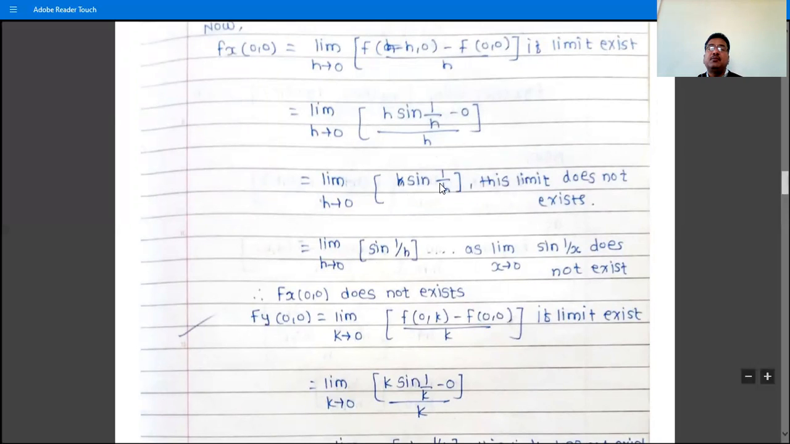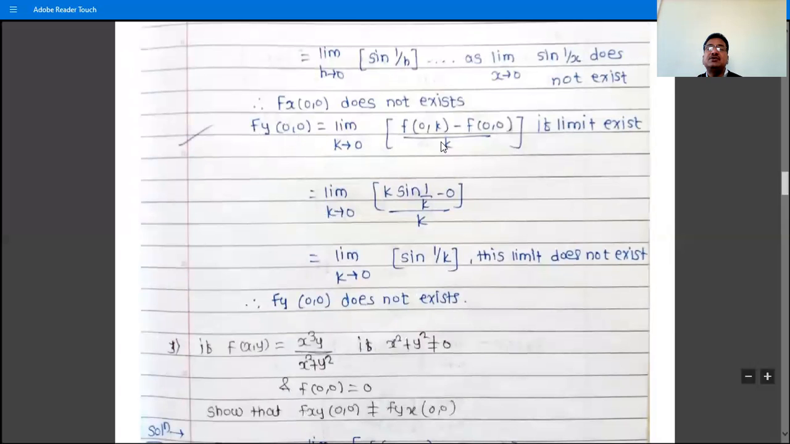No need to write the proof of why the limit of sin 1 by h as h tends to 0 does not exist. We already observed this in S.Y.B.Sc. The limit of sin 1 by h as h tends to 0 does not exist. This is a problem of S.Y.B.Sc. So this limit does not exist, and therefore fx(0,0) does not exist.